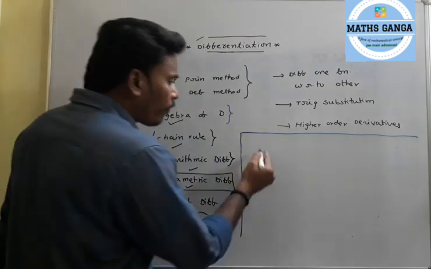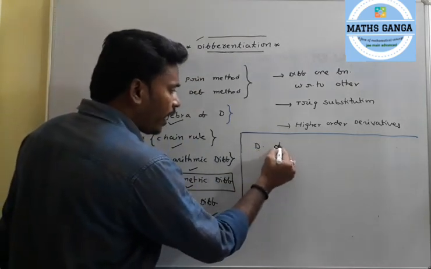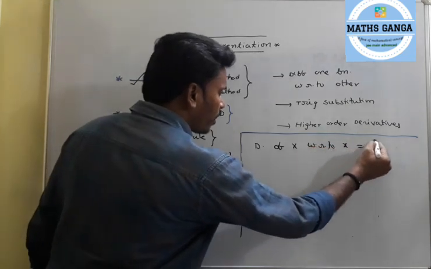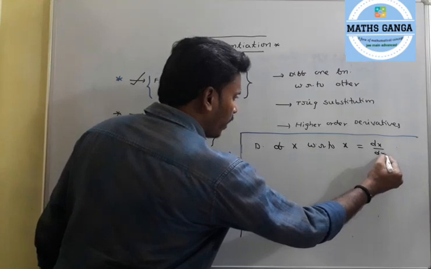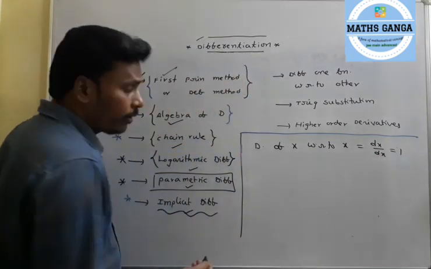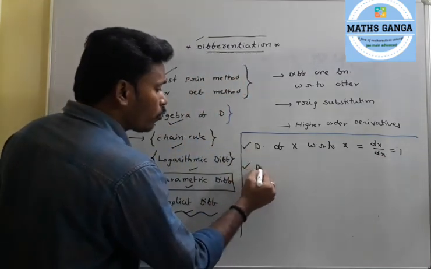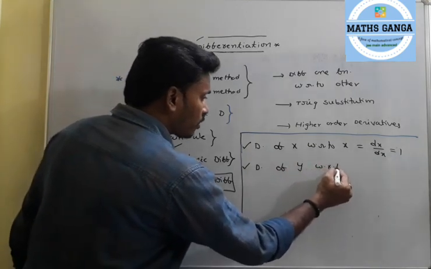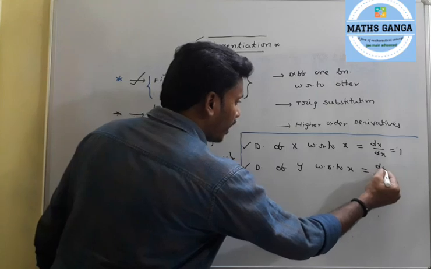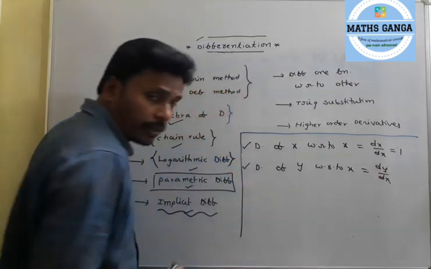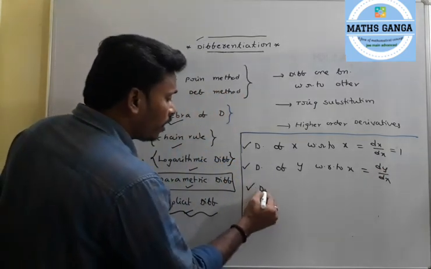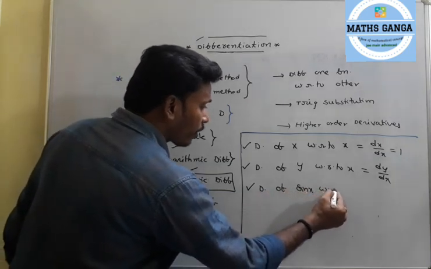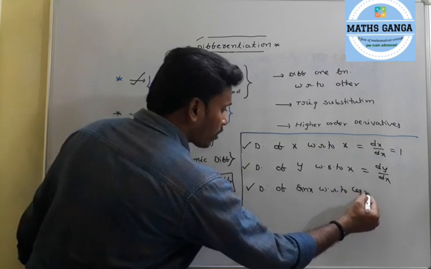See, differentiation of x with respect to x, we know it, right? Differentiation of x with respect to x is nothing but dx/dx, that is equal to 1. Suppose if anybody asks you to mention the differentiation of y with respect to x, what do you say? We will mention it as dy/dx. Is it clear?